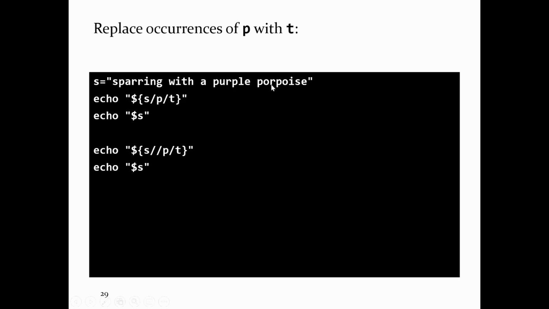So there's my string, again, lots of p's. /p/t replaces the first p, so you get starring with a turtle porpoise. //p/t replaces all occurrences of p with t, so now you'll get starring with a turtle tortoise. Now, it'll do substring replacement, so the length of the pattern does not need to match the length of the replacement. So it will do full substring replacement.